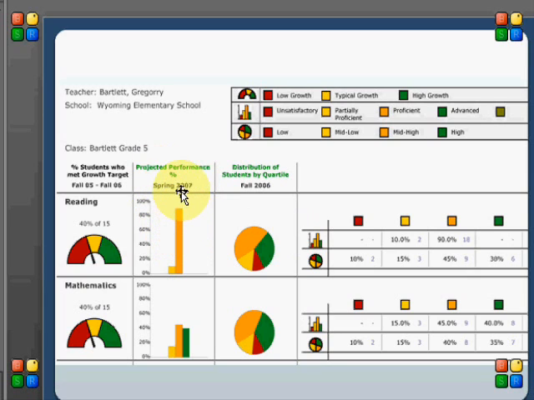In this case, you have most of your students planning on being proficient, which is nice, and so on. And you can look at the keys up here. Down here, when we talk about the quartiles, we have the low, the mid-low, mid-high, and high, and you see that most of the students are in that mid-high range. With the mathematics, same kind of interpretation.